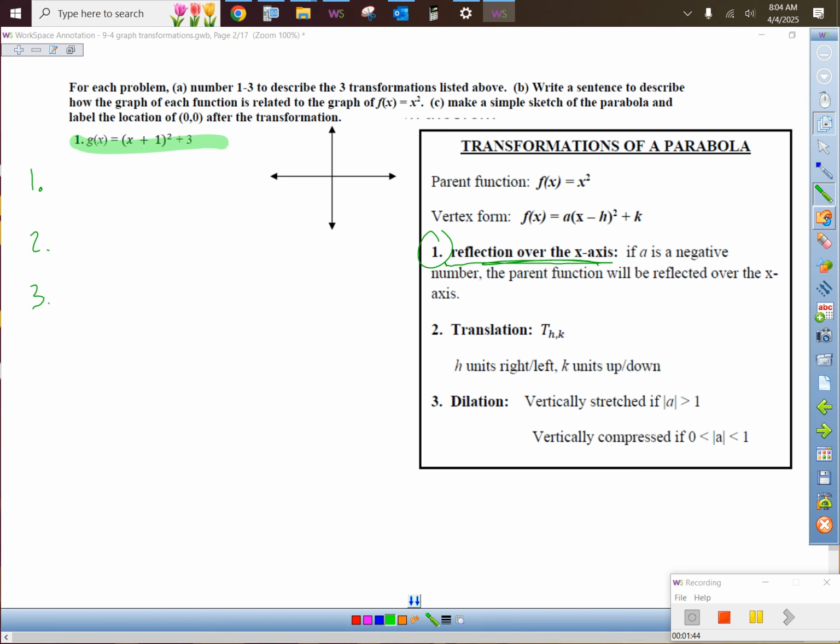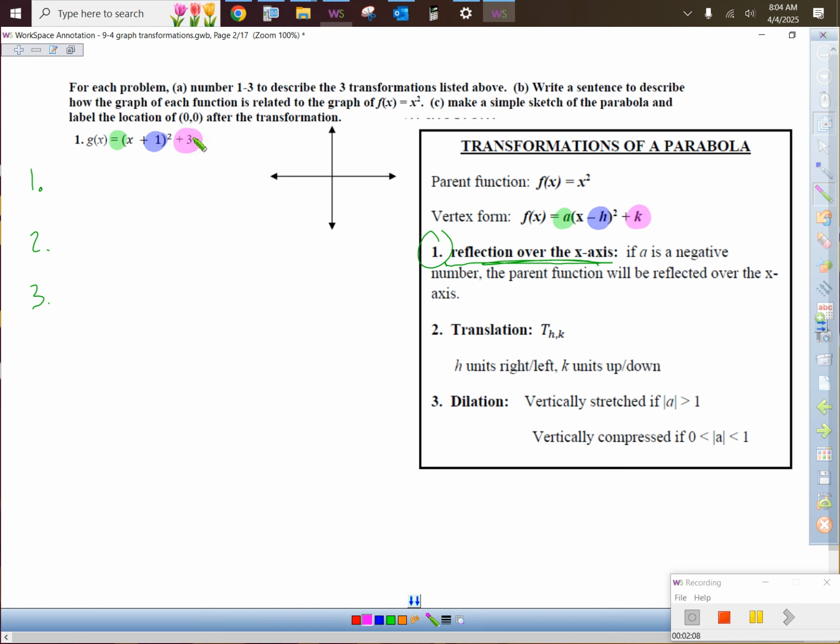Who is the a value in this case? It is 1. But here's what I'm going to do. I'm going to be like a highlighter guy. Do you see in vertex form, we've got all these fancy little spots right here. We've got our A, H, and K that we talked about last time. Step 1 says, did this guy get reflected over the x-axis? And all you got to do is look in here, and you see like there's those same things right there.